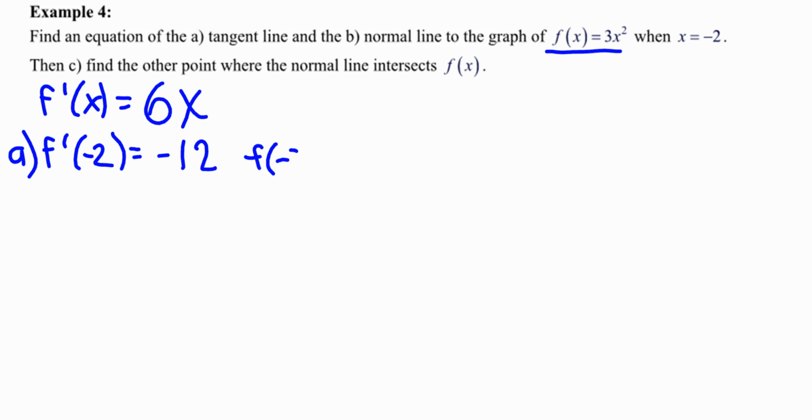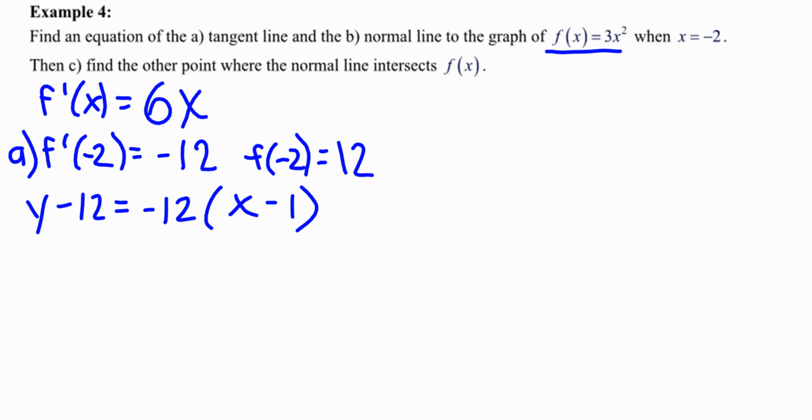We need a slope and a point for a tangent line. Plug in negative 2 squared, that's 4, times 3, so positive 12. So we get y minus y1 equals the slope times x minus x1. And we could write it as simply as this. If you want to write it using slope-intercept form, go ahead, but I'm not going to.